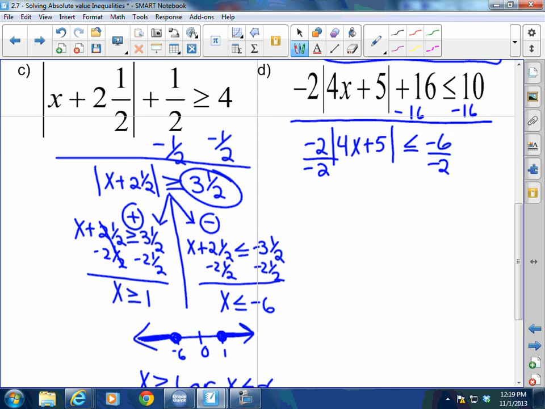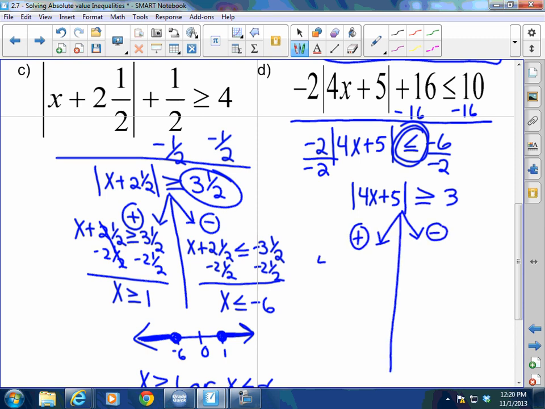Very good. So now I have the absolute value of 4x plus 5. Did I divide by a negative? What do I have to do with that inequality then? Flip it. Very, very well done, gentlemen. And now the absolute value is alone, so let's split it up into my positive and my negative sides. My positive side is the mirror image. 4x plus 5 is greater than or equal to 3. My negative side, I multiply the non-absolute value side by a negative, so that becomes 4x plus 5 is less than or equal to negative 3.